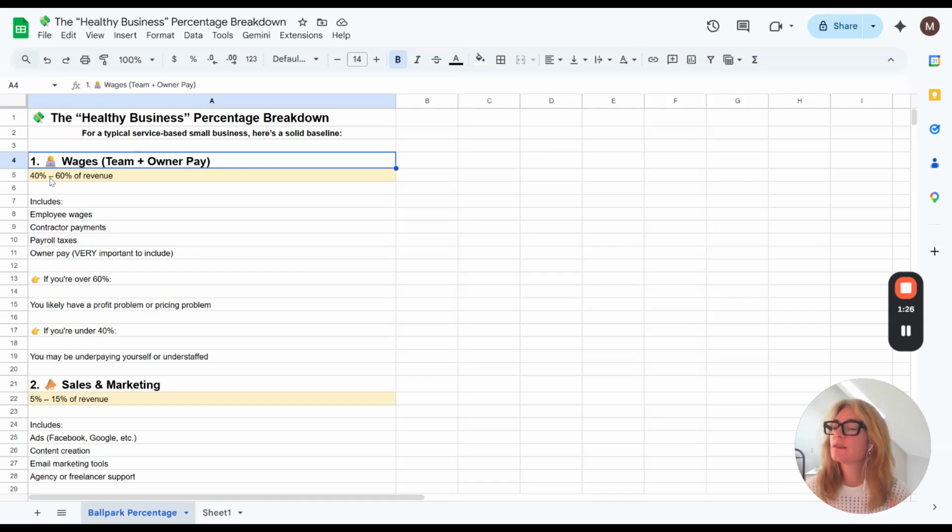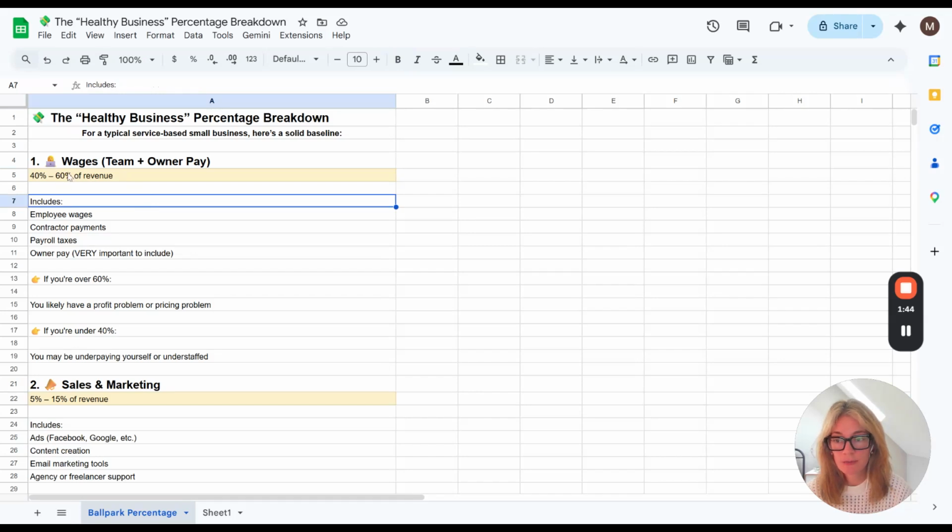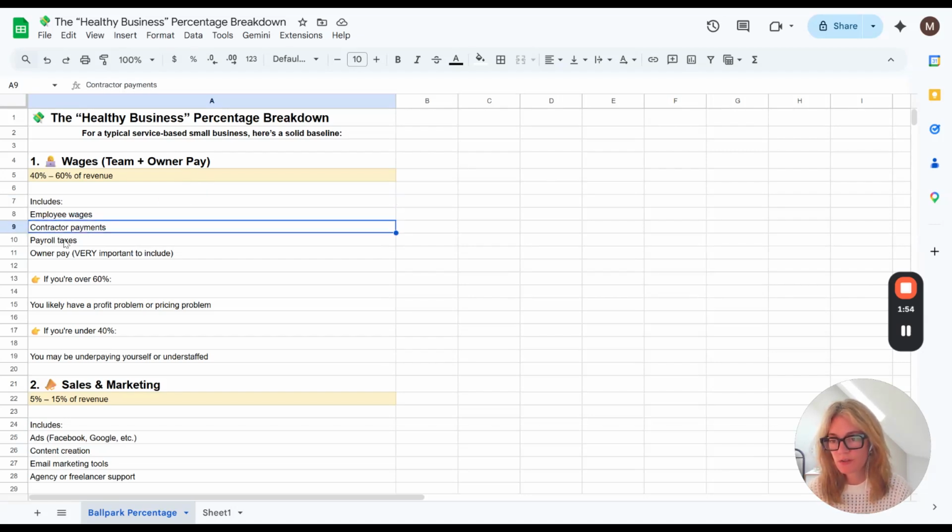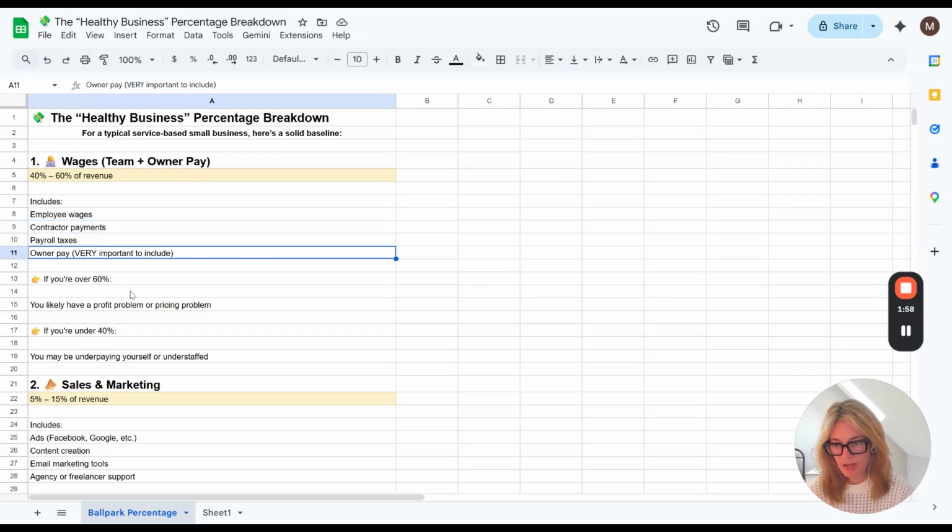And typically you're going to spend around 40 to 60% of your revenue. So if you are bringing in $10,000 in revenue, 4 to 6,000 of that is going to go to wages. Now, the important part here is to realize that wages includes owner pay. So it's not just your team that you should be paying 60% to. That also includes you. So that includes employee wages, contractor payments, payroll taxes, if you're running payroll, and your owner pay.